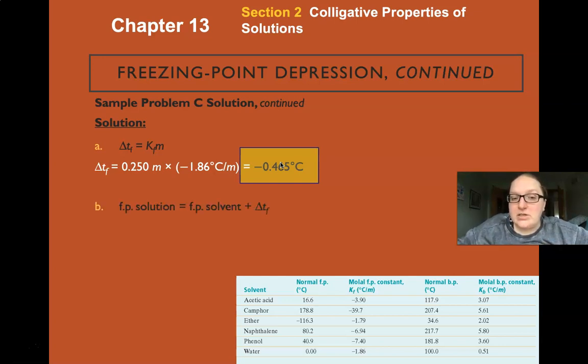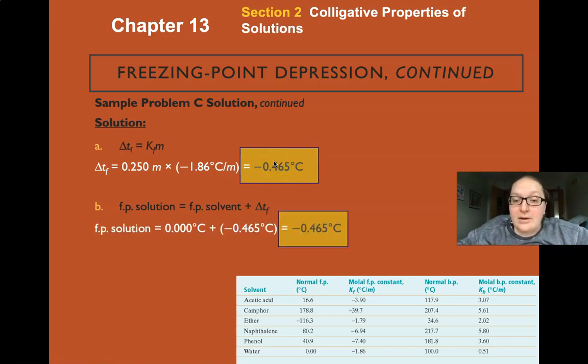The second part that we're going to do is we're going to take the original freezing point of the solvent. For water, it's 0 degrees Celsius from our table, and we're going to add the value that we just calculated, because that's the impact of the solute that we added on the solvent. And when we do that, we get a total freezing point, because 0 plus negative is going to be negative, of negative 0.465 degrees Celsius. So our freezing point went down when we added this sucrose to our water, the pure solvent.